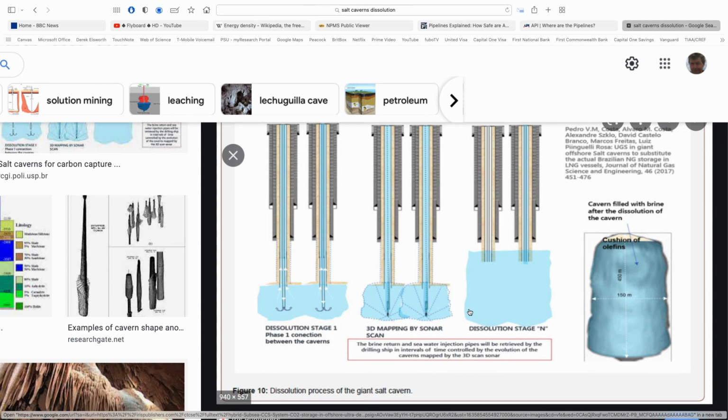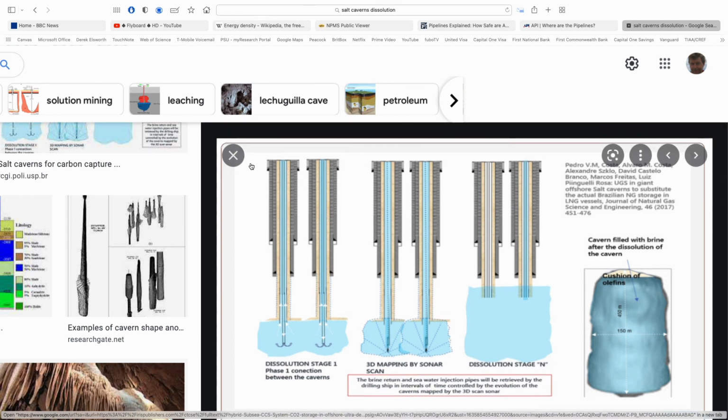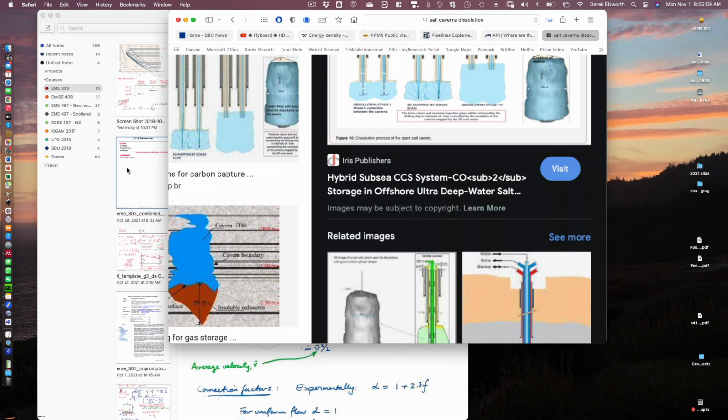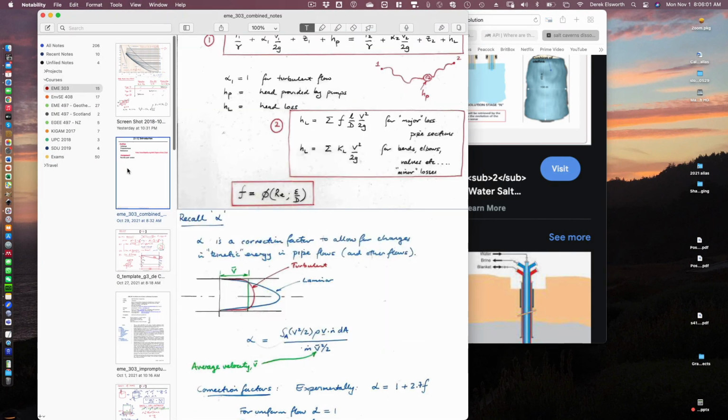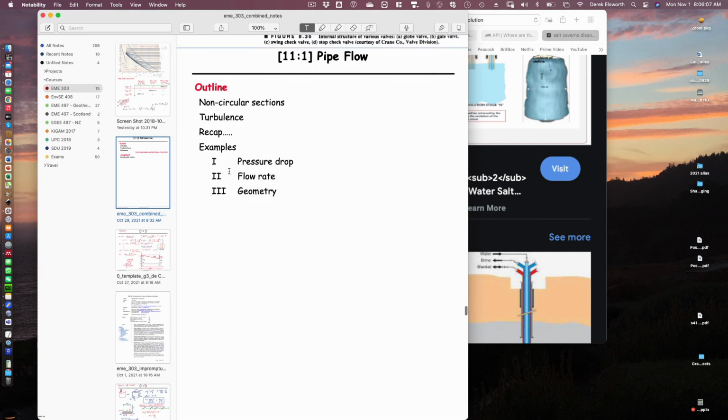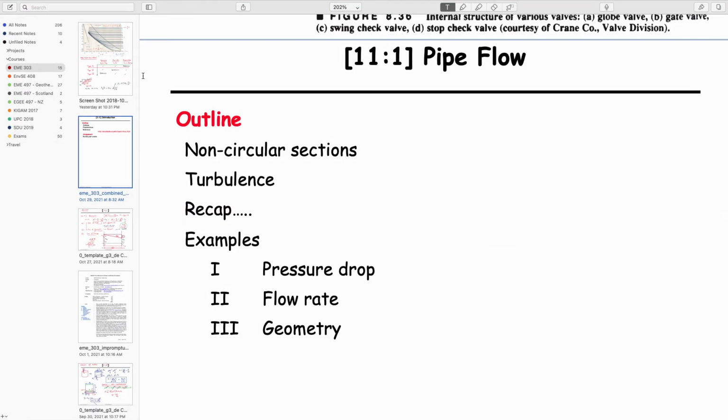I guess there's not much resistance, as we know, in something that would be 100 feet wide versus something that might be 4 inches, 8 inches, 12 inches in diameter, typically for these well bores. So that's kind of an exposition of why we might be interested in pipes for flow. So today, we're not going to kill it off, but we're going to talk in some detail about some of this.